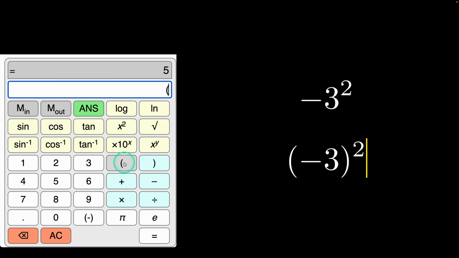If you want to raise a negative number to a power, the negative number must be in parentheses. This ensures that the exponent applies to both the number and the negative sign. Without parentheses, the exponent would only apply to the number, and you'd get -9 as a result instead. So, it's generally a good practice to always enclose negative numbers in parentheses.